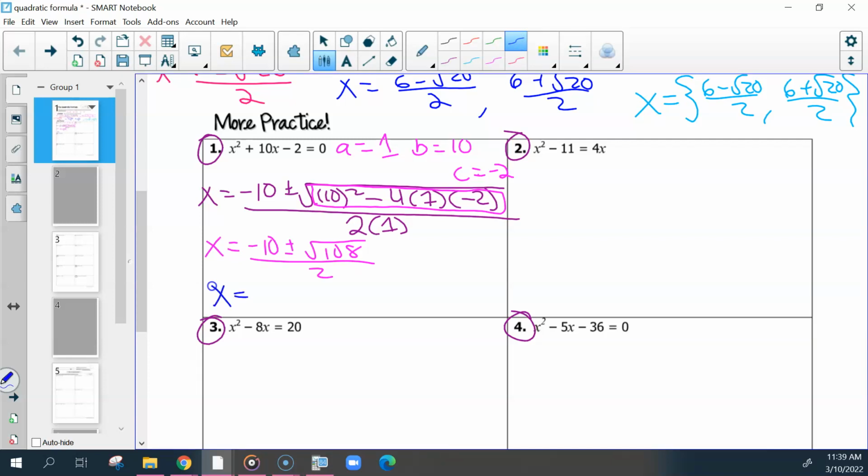Because I'll have my minus and my plus. So negative 10 minus the square root of 108 over 2, and negative 10 plus the square root of 108 over 2. So these would be two solutions somewhere on the x-axis that they would cross, but we don't need to find exactly where that is.